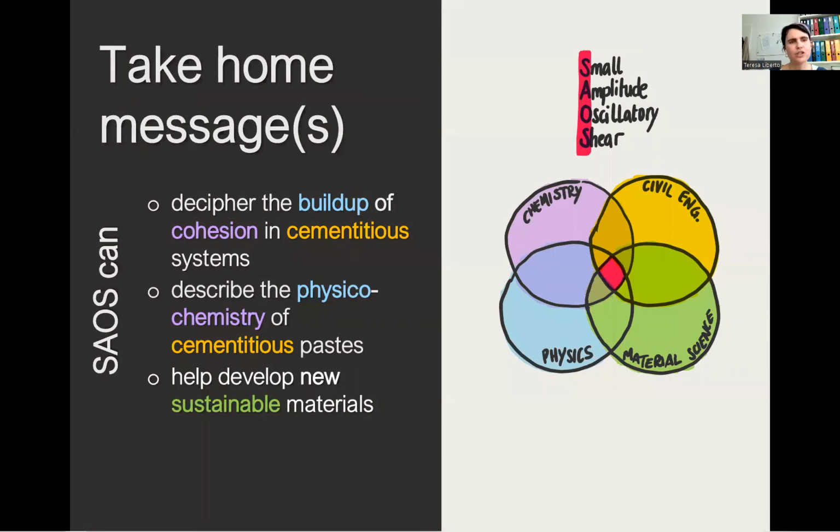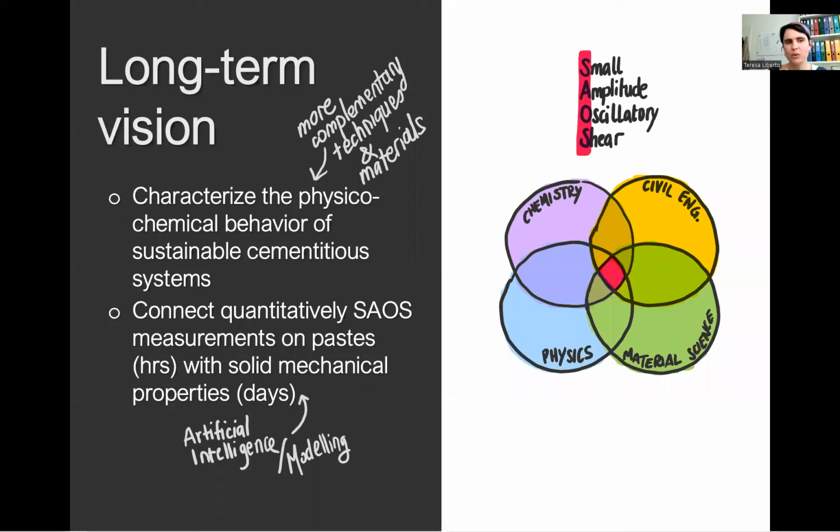So the take-home messages are the same questions I tried to show you in this talk. I hope I convinced you that SAOS can decipher the build-up of cohesion in cementitious systems and describe the physicochemistry of these pastes, and also, more importantly, that it helps develop new sustainable materials. The long-term vision is to continue to characterize the physicochemical behavior of sustainable cementitious systems with more and more complementary techniques and materials.